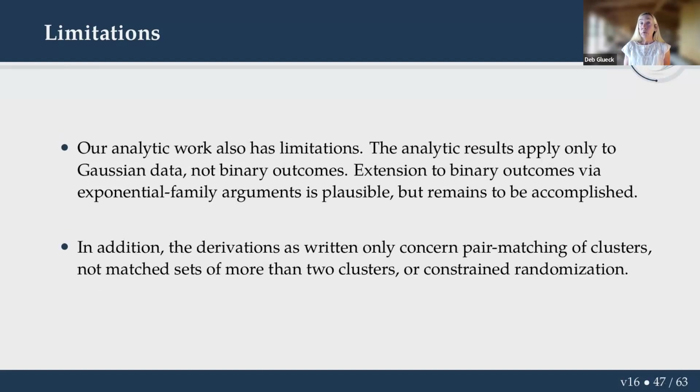Our analytic work also has limitations. Our analytic results apply only to Gaussian or multivariately normally distributed data and not to binary outcomes. An extension to binary outcomes via exponential family arguments is plausible, but remains to be accomplished. In addition, the derivations as written only concern pair matching of clusters, and they do not involve match sets of more than 2 clusters or constrained randomization.